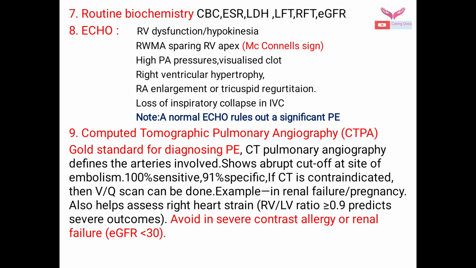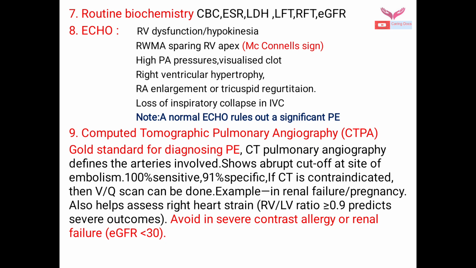We can do computerized tomographic pulmonary angiography. It is the gold standard for diagnosing pulmonary embolism. It defines the arteries involved, shows the abrupt cutoff at the site of embolism. It is 100% sensitive, 91% specific.